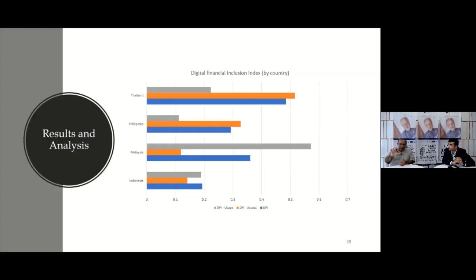So that means those living in urban areas are utilizing these digital financial sectors and technology-based services more than people in rural areas. I'm still trying to understand Thailand, because Thailand is an outlier. They are very good in terms of DFI access, very good in terms of the facilities, but very poor, to my mind, in terms of usage. So how do you explain that?